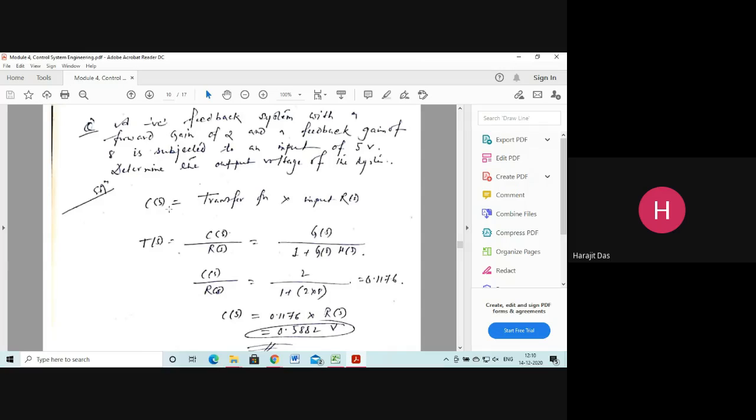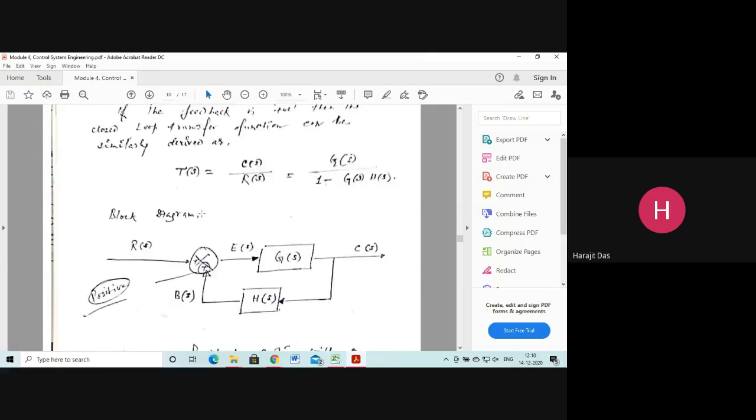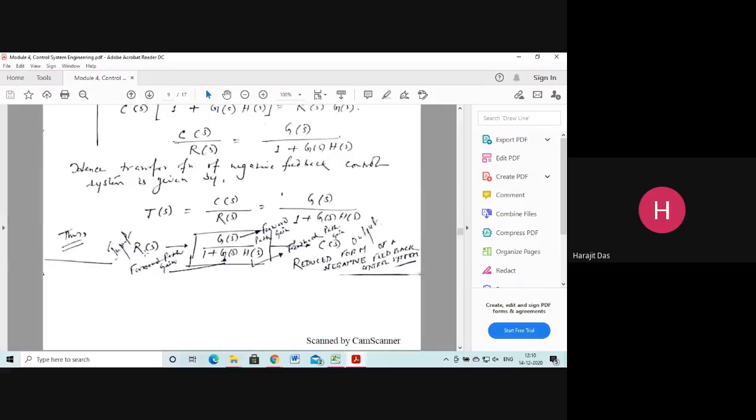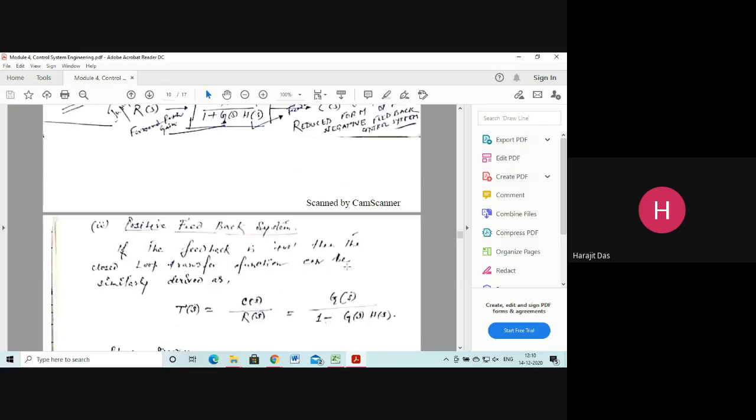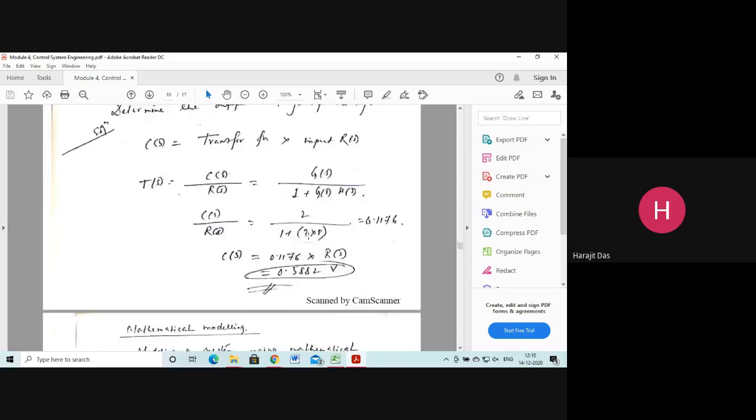So here, C of S will be the transfer function times the input signal, isn't it? From this, R of S multiplied by T of S, where T of S is G of S divided by 1 plus G of S H of S, will be equal to C of S. So the input signal multiplied by this transfer function, or forward path gain, will be equal to the output signal. Understood? With the help of this you can find out the answer.